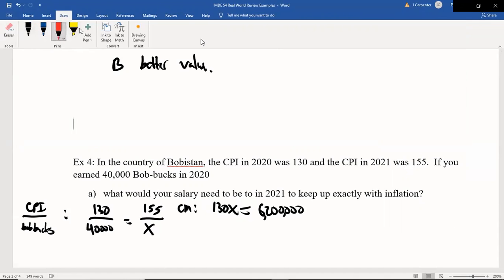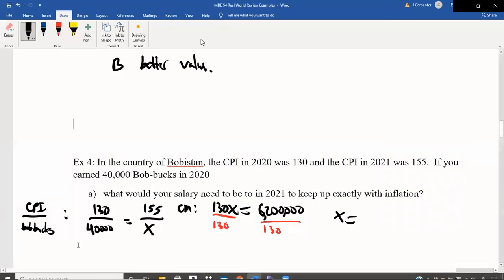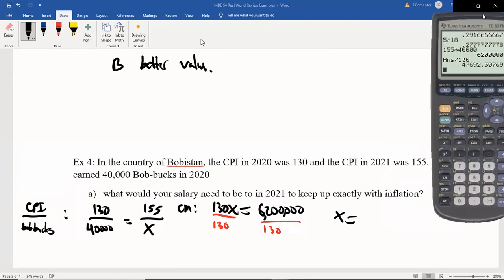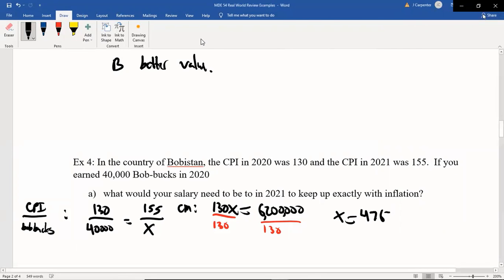And then this is a nice easy linear equation. We're going to divide both sides by 130 so that the 130s will cancel. And then we'll get X is equal to, we got to do the math. We can just divide that by 130. And we get 47,692 Bob bucks and 31 cents if you round to the nearest cent. We're just going to assume we're going to still call it cents since we call the dollar a buck. So 47,692.30, did I say 31?